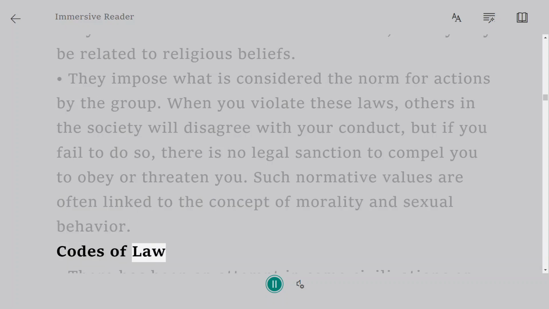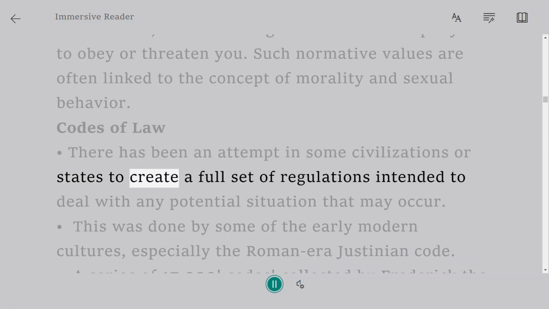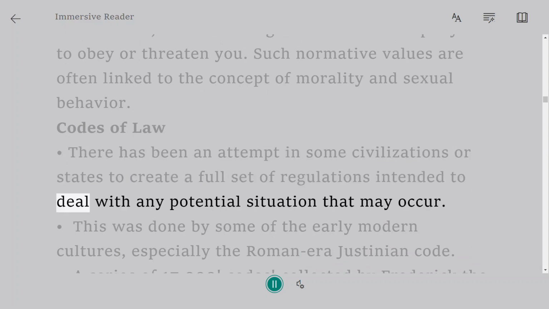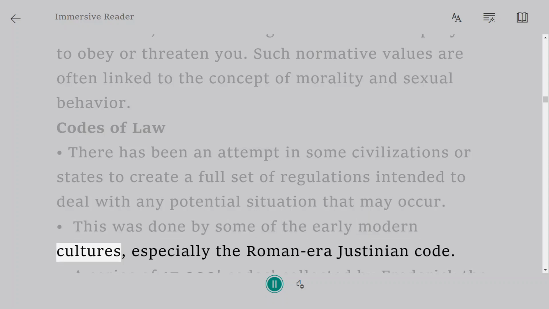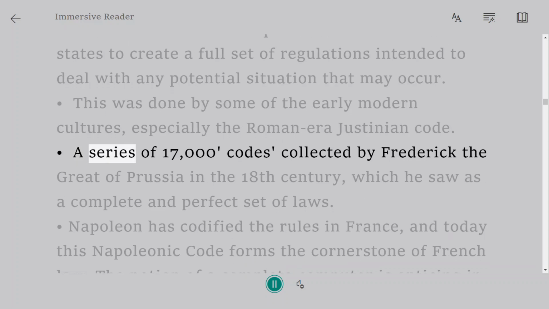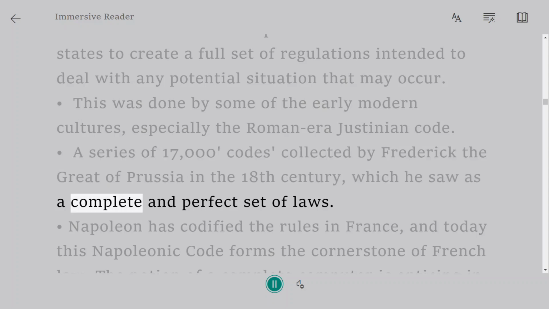Codes of law. There has been an attempt in some civilizations or states to create a full set of regulations intended to deal with any potential situation that may occur. This was done by some of the early modern cultures, especially the Roman-era Justinian Code. A series of 17,000 codes was collected by Frederick the Great of Prussia in the 18th century, which he saw as a complete and perfect set of laws.